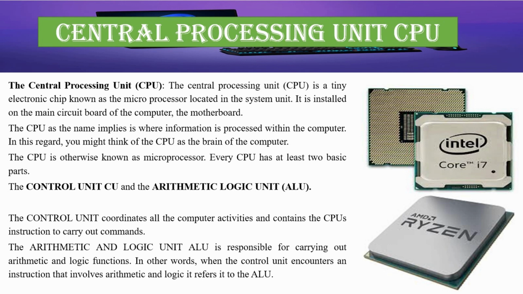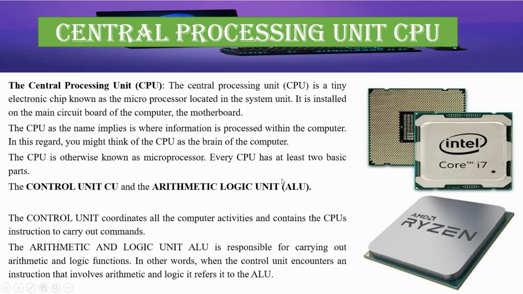The central processing unit, CPU, is a tiny electronic chip known as a microprocessor located in the system unit. It is installed on the main circuit board of the computer, which is the motherboard. The CPU, as the name implies, is where information is processed within the computer. In this regard, you may think of the CPU as the brain of the computer. The CPU is otherwise known as the microprocessor.